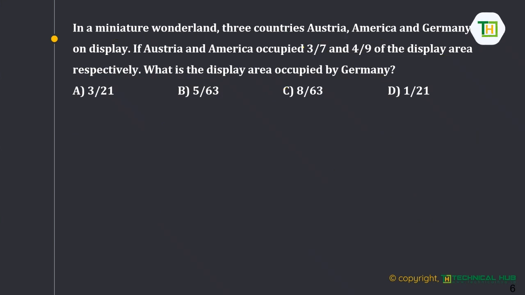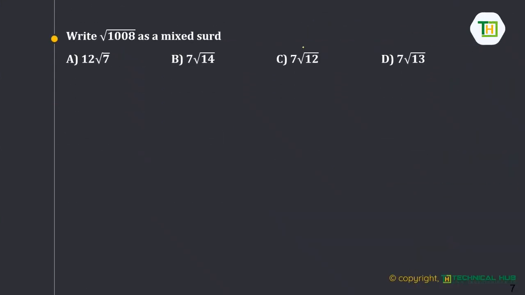Let's move to the next question. Yes, this is a simplification question. It's a very easy question. So what is it asking? Write the square root of 1008 as a mixed surd. First of all, what is the meaning of a mixed surd? A mixed surd is nothing but a surd having a rational coefficient other than unity.